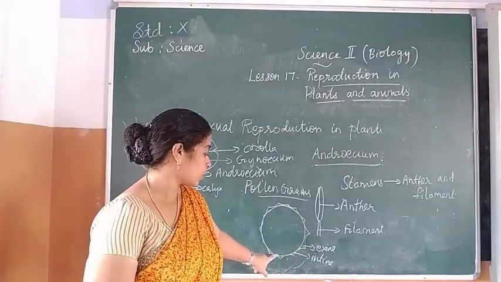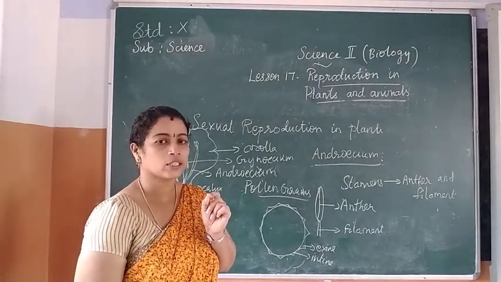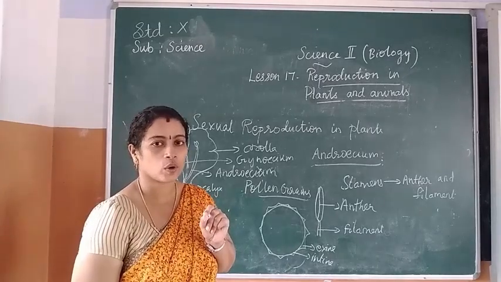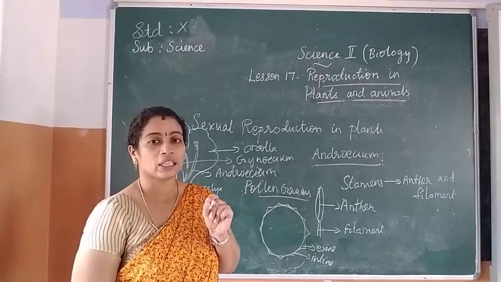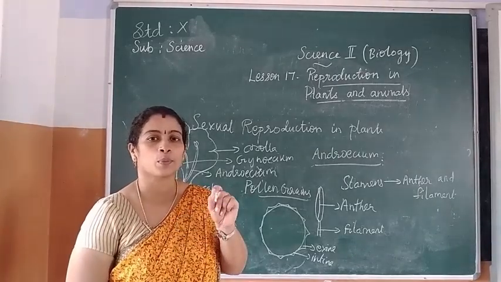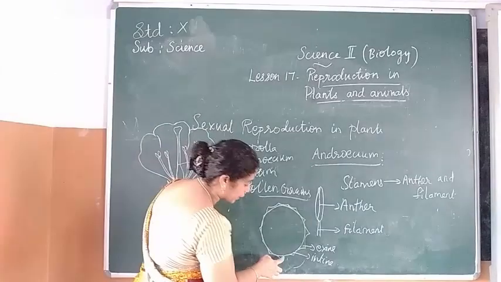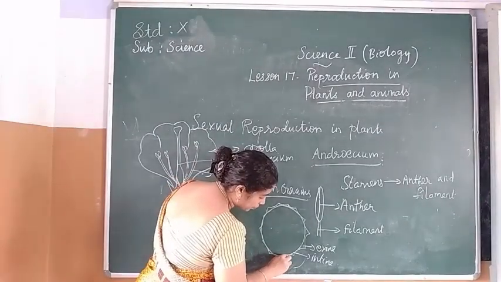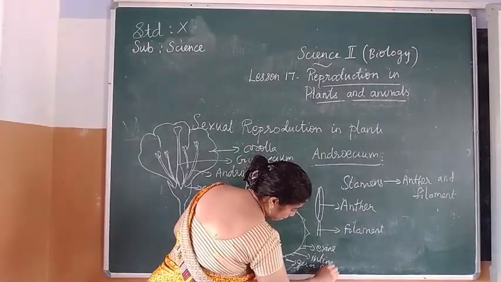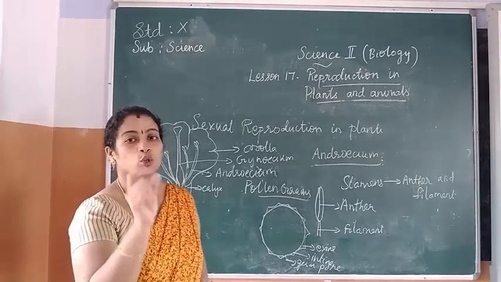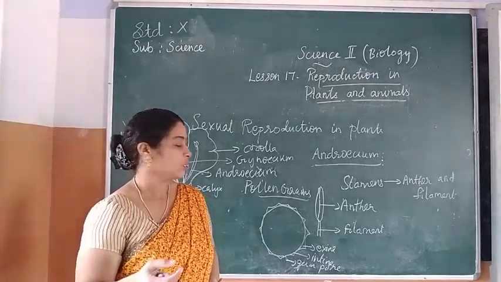The outer wall, that is exine, consists of small openings. Small tiny holes are present in the exine, known as germ pores, and through these pores the pollen tube germinates during the time of fertilization. So this is about that.